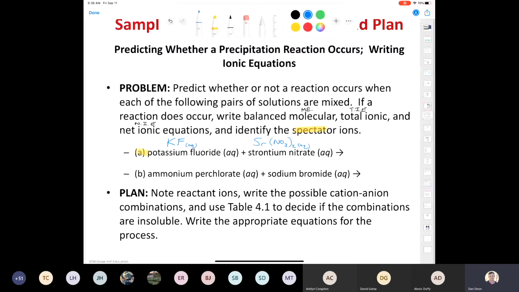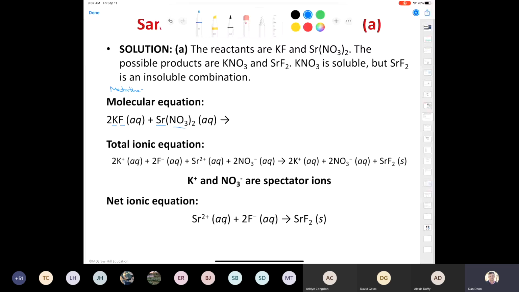So what's going to happen is that we have potassium ions, fluoride ions, strontium ions, and nitrate ions. Now, this is a metathesis reaction, and the cations and the anions are going to swap partners. Remember, this is plus, this is plus, this is minus, this is minus, so they are going to swap partners. So we're going to end up with potassium nitrate.